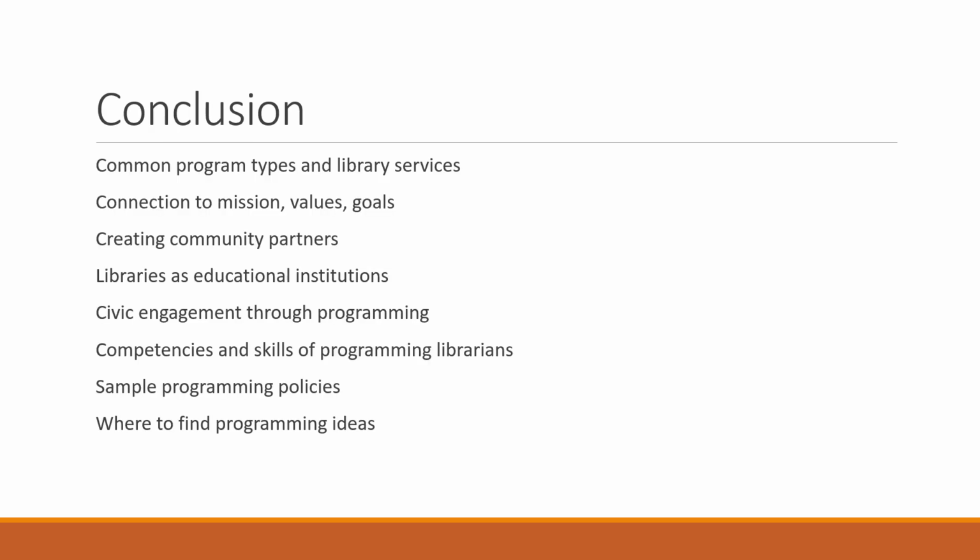So in conclusion, this week we discussed common program types and library services, connecting those to the mission, values, and goals of the library, creating and working with community partners, the idea of libraries as educational institutions and librarians as educators, civic engagement through programming, competencies and skills of programming librarians, some sample programming policies, and where to find programming ideas online.